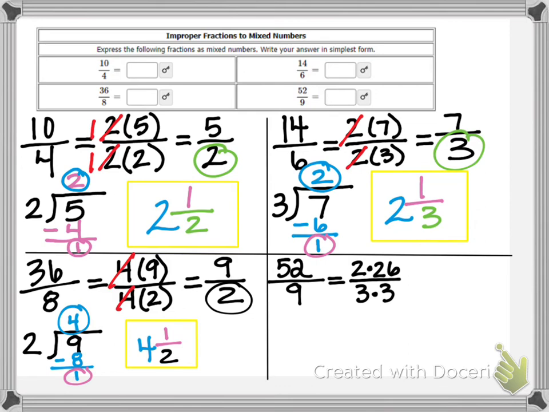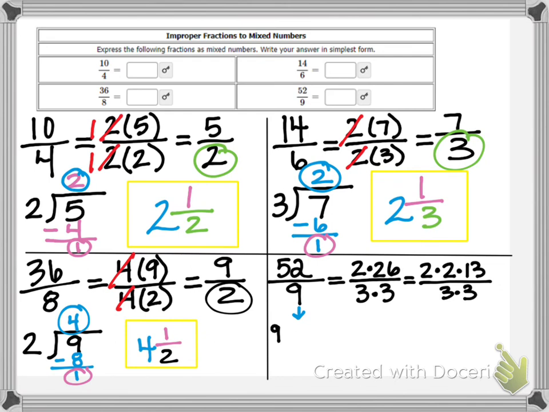26 can also be divided by 2. So 52 in the numerator spot is going to be 2 times 2 times 13. But my denominator is just 3 times 3. There's nothing further I can do with the denominator. And I've got 52 completely factored into its prime factorization of 2 times 2 times 13. I've also found the prime factorization of 9. And I notice they do not share any common factors. That's okay. Sometimes a fraction is already in simplest form. So the fraction 52 over 9 is already in simplest form.